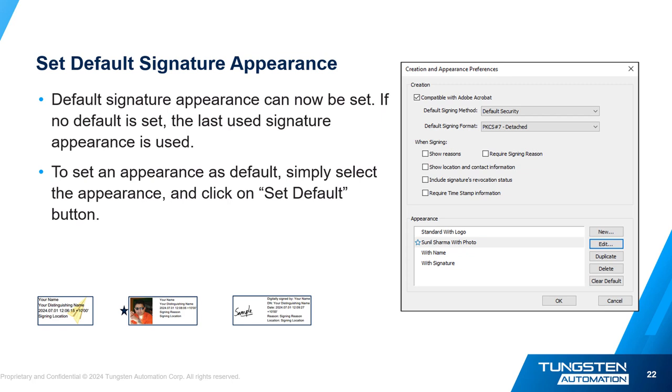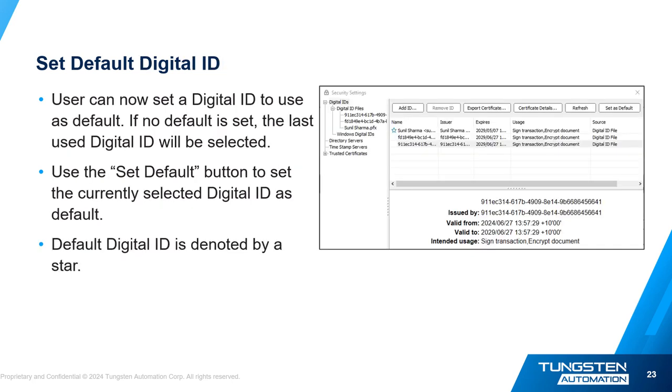But with version 5.1, users can now easily set the default appearance that will be automatically used every time they want to sign a document. This will reduce multiple extra clicks when signing a document. Similarly, when selecting a digital identity for a signature, a default can be set here too, and so the user does not have to select an identity every time they want to sign a document.